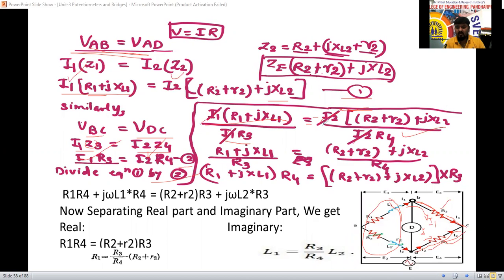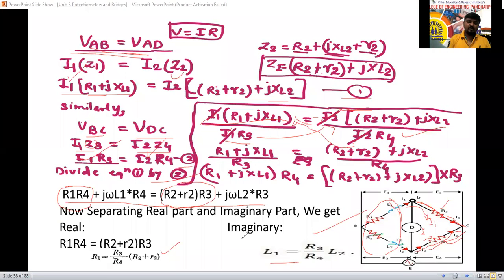What you do, you multiply R3 into here and R4 into here, you will get again the same equation. So from this, again you separate the real term and the imaginary term, and you will get the same answers. Previously whatever we derived, the same answers we got here also: R1 equals R3 into R2 plus r2 divided by R4, and L1 equals R3 divided by R4 into L2. We got the same equations.